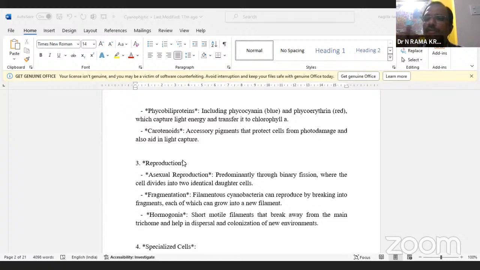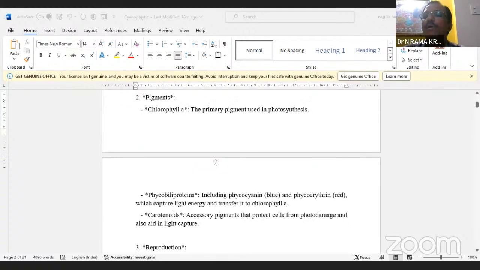When we look at the bacterial cell wall, below the cell wall there is a cross-like structure. We call that the mesosome. The same type of structure we also observe in cyanophytic algae, but there we call it the lamellosome. In bacteria it is called the mesosome; a similar structure is there, but here we call it the lamellosome. So these are the main structures of cyanophytic algae.